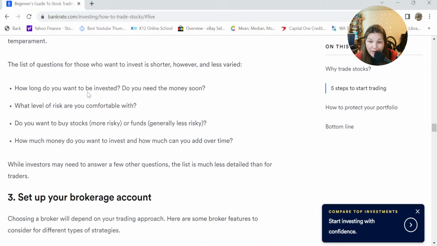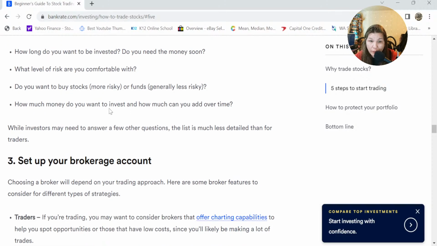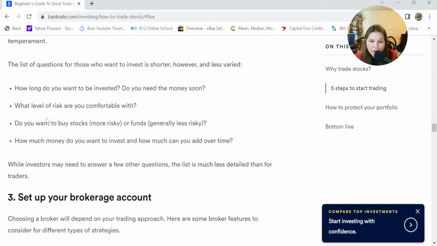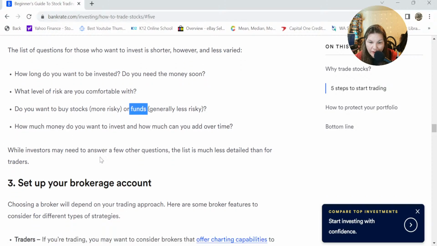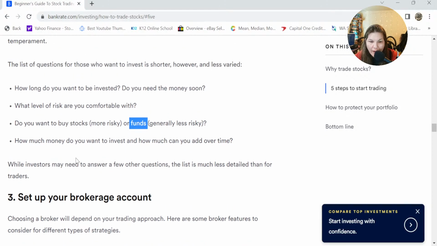How long do you want to be invested? Do you need the money soon? What level of risk are you comfortable with? And this is long-term investing, guys. Do you want to buy stocks, more risky, or funds, generally less risky? And funds, guys, remember, are the indices, where a bunch of people pool their money together and you put your money in the fund. We're going to learn more about them.